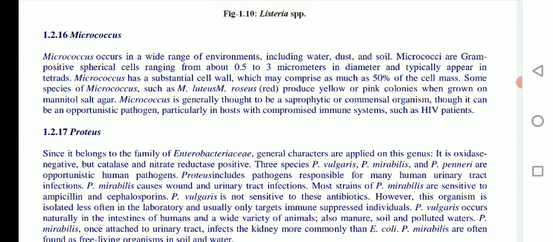Micrococcus is generally thought to be a saprophytic and commensal organism, though it can be an opportunistic pathogen, particularly in hosts with an immunocompromised system, such as HIV patients.